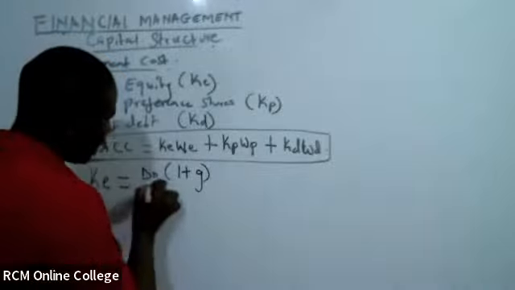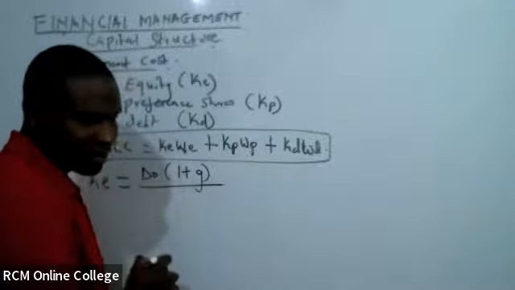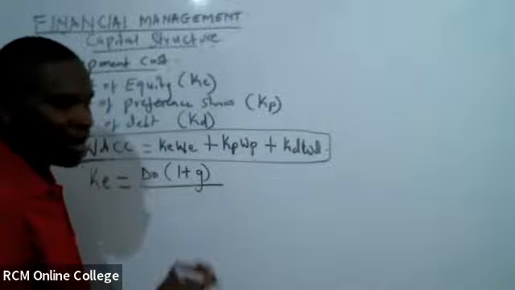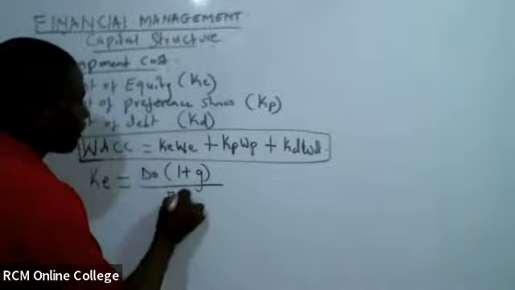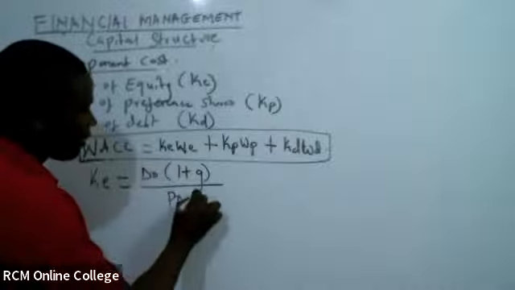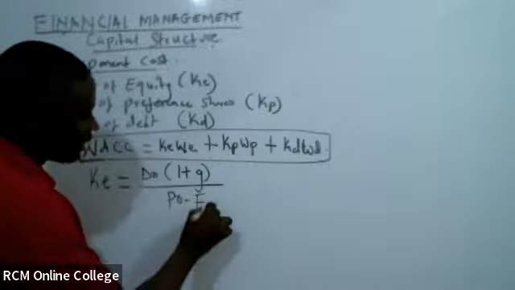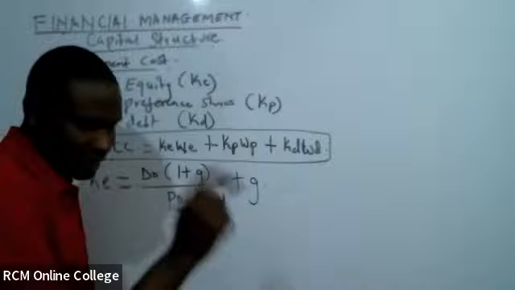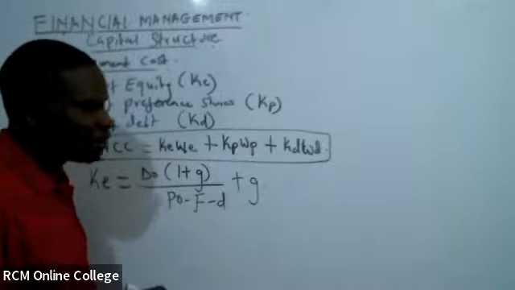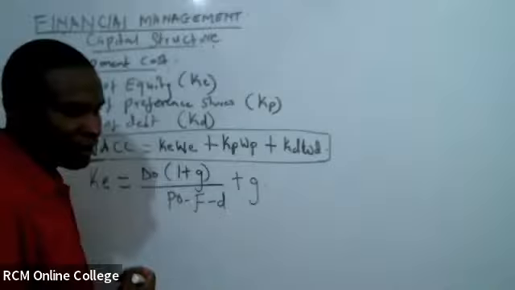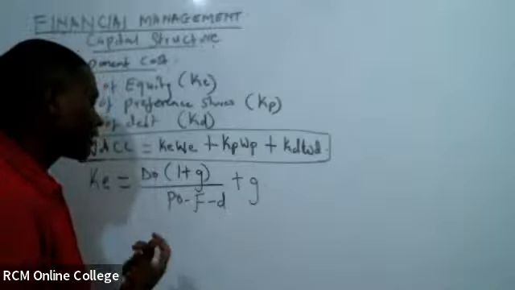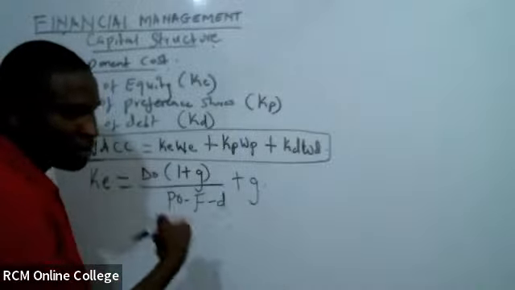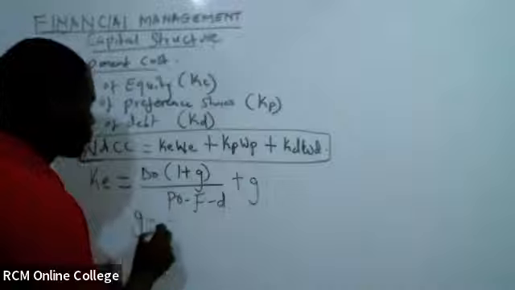1 plus G. And then I know I should divide with something. What should I divide with? Let me see. Remind yourself. Make sure that these things are at your fingertips. You divide by the PO. You can less the flotation cost, if any, or you can less as well the discount, if any, and then you add your growth. Class, the examiner is very tricky, but he will give you a question where G is not provided. Remember, G in this case represents the growth rate.